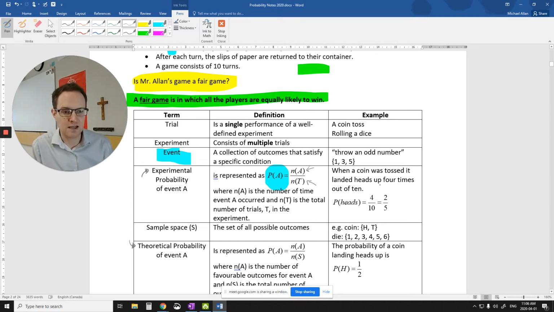So maybe like tossing a coin. You take a coin, you flip it a couple times, say 10 times. And out of those 10, 4 of them you get heads. So 4 out of 10. 4 times you got heads.